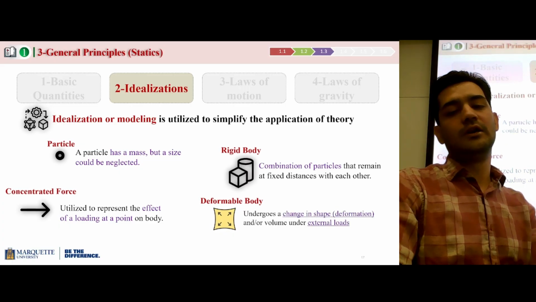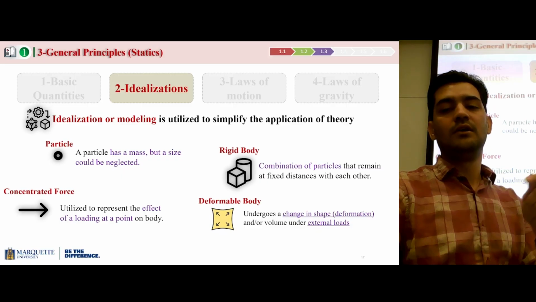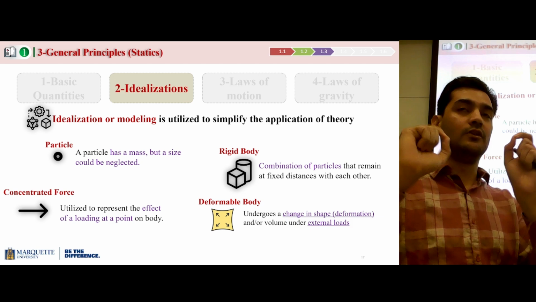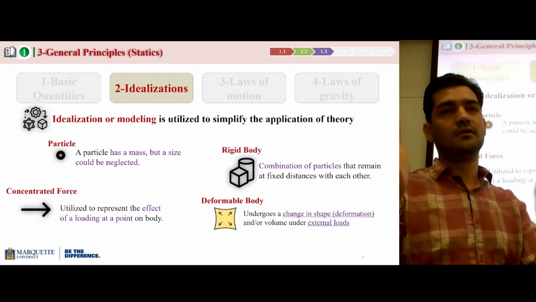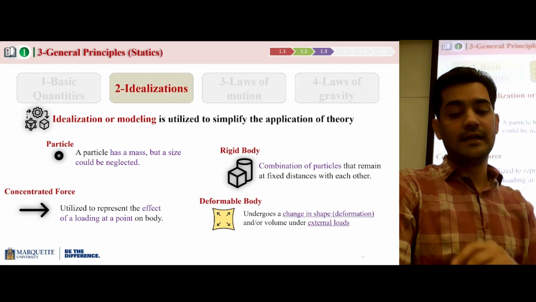And a deformable body is similar to a rigid body, but in the deformable body you have different particles, and those particles are not at fixed distances, so you can change shape basically. So these are four kinds of idealization you can do.